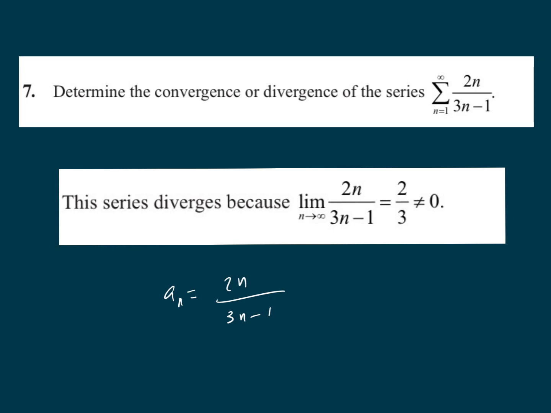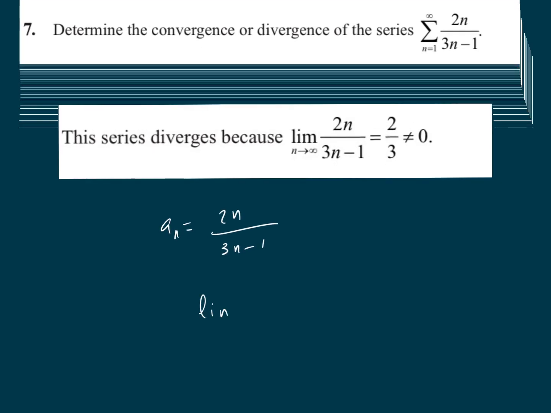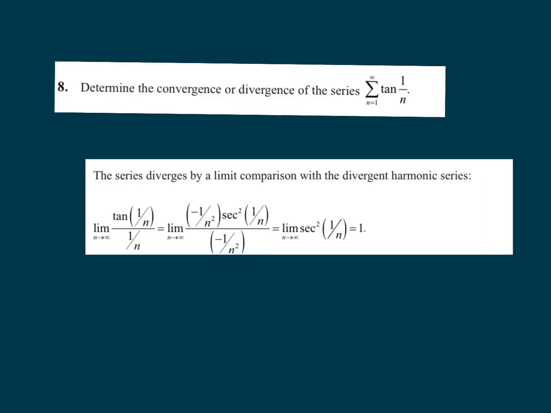What is the limit when n goes to infinity of 2n divided by (3n minus 1)? It's done by dividing numerator and denominator by n. So this will tend to 2, this will tend to 3, and the other one will tend to 0. So it will be 2/3. If a sub n doesn't go to 0, the series diverges. So this series diverges. Let's go to the next one.